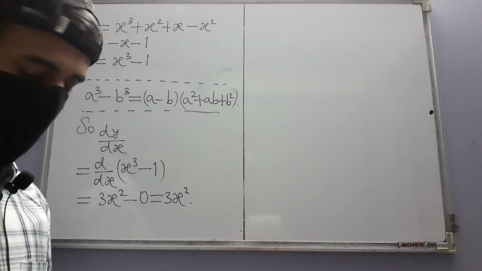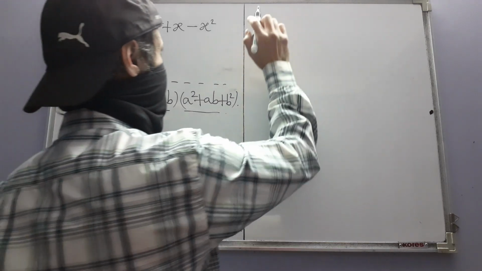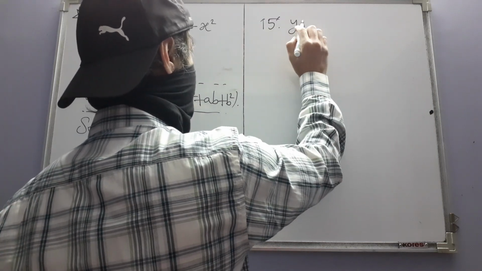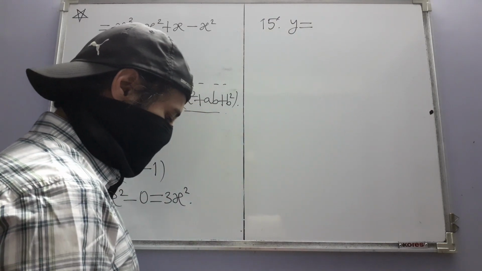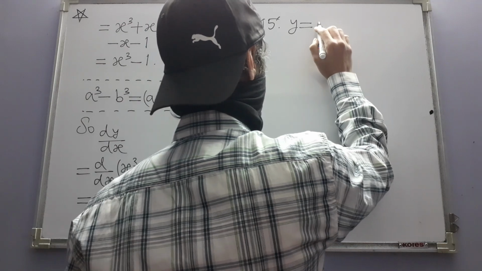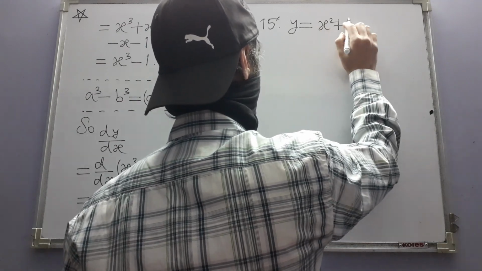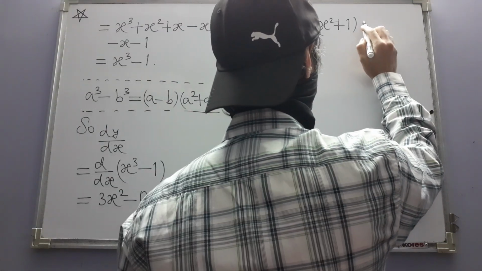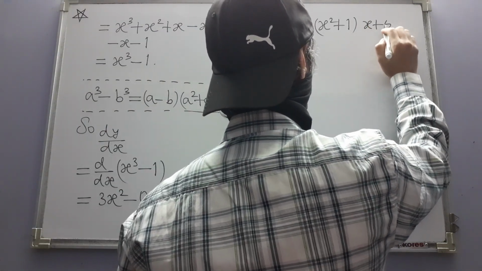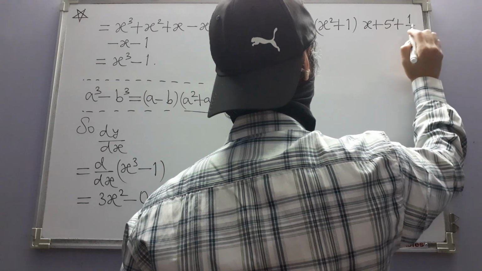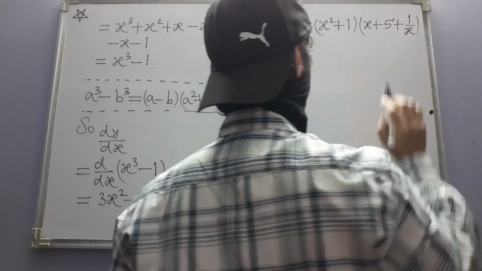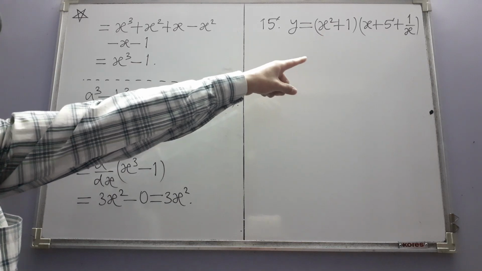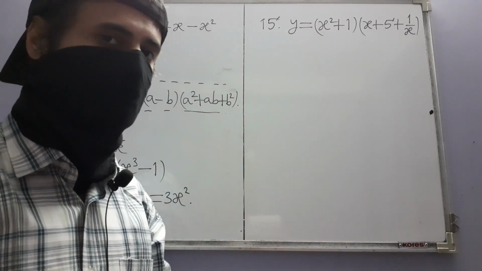All right, next, 15. In 15 also we have a product, but this time we don't have polynomials. I mean, this first factor is a polynomial, x square plus 1, but the second one is not. x plus 5 plus 1 over x. The presence of that 1 over x tells us that x is not equal to 0.